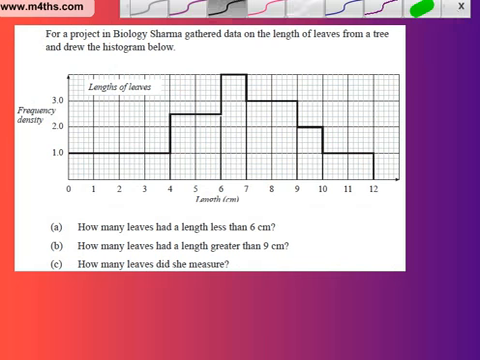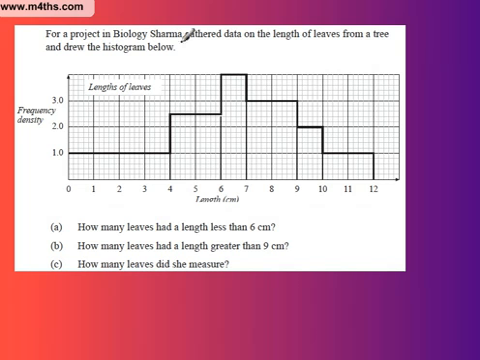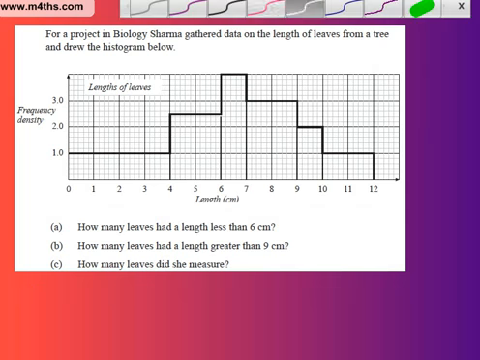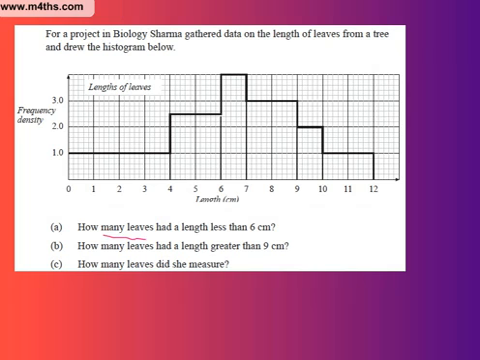What we're now going to do is look at solving problems when we're given histograms. Here's the frequency density and here's the classes, so we can see unequal classes again. What we're asked to do is find out how many leaves have less than 6 centimetres. The key part is what it's asking us: how many. How many means frequency.